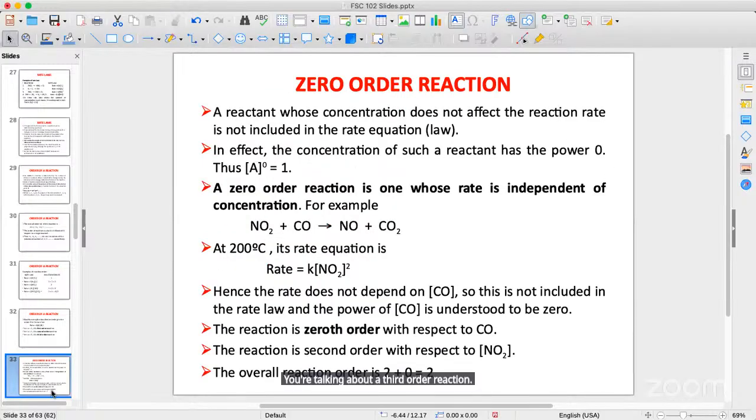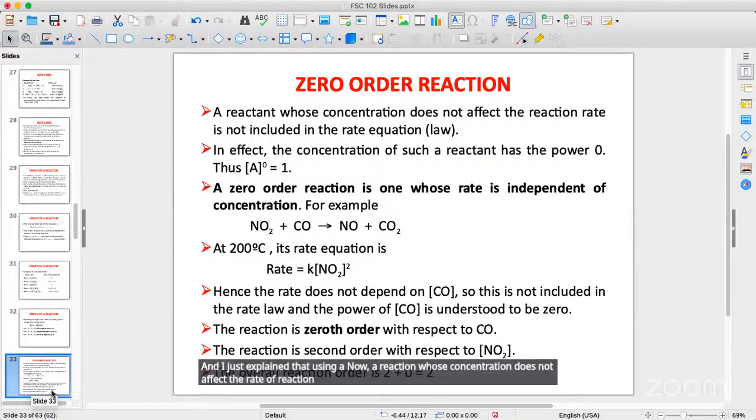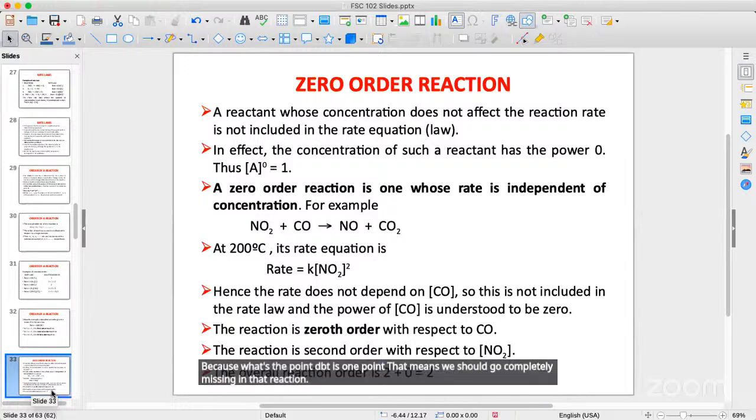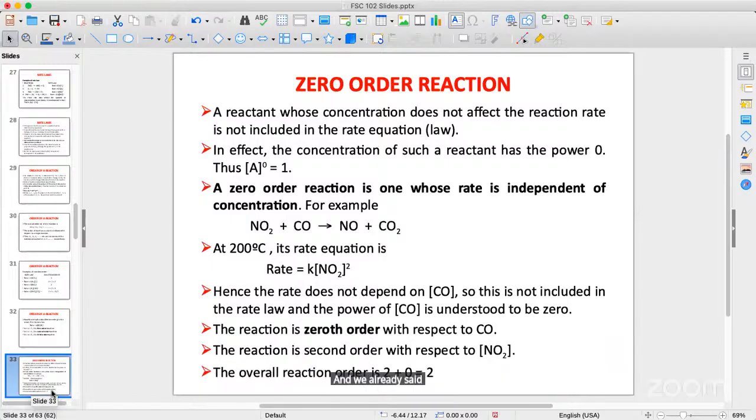Now, but there's also zero order reaction. And I just explained that using A. Now, a reactant whose concentration does not affect the rate of reaction is not included in the rate law. That means, because remember, concentration of A raised to power 0 is equal to what? Is equal to 1. That means you write your rate law without that reactant at all. Because what's the point? If it is 1, that means it should go completely missing in that reaction. And we already said that a zero order reaction is one whose rate is independent of concentration.